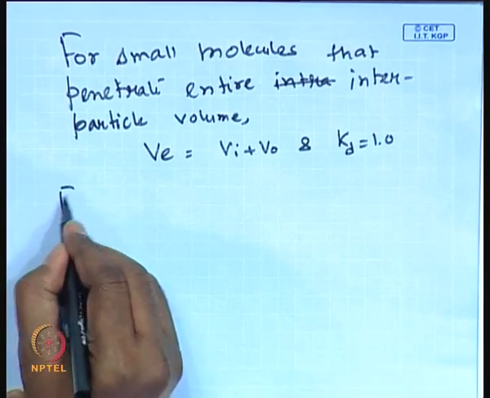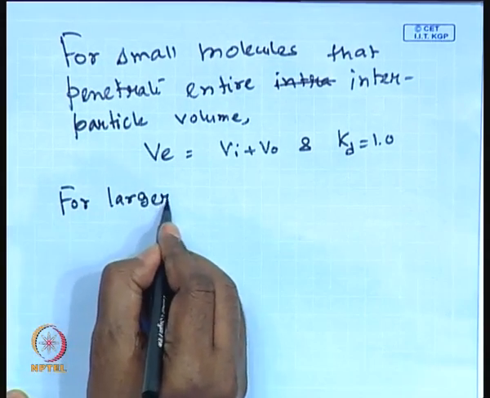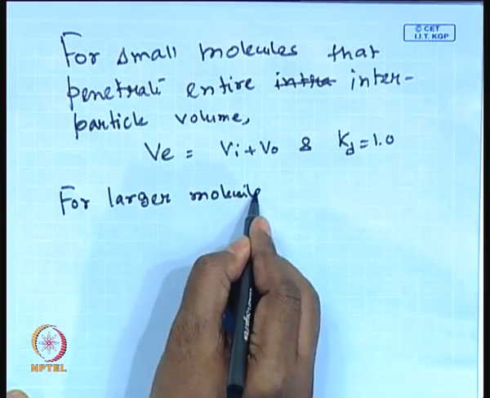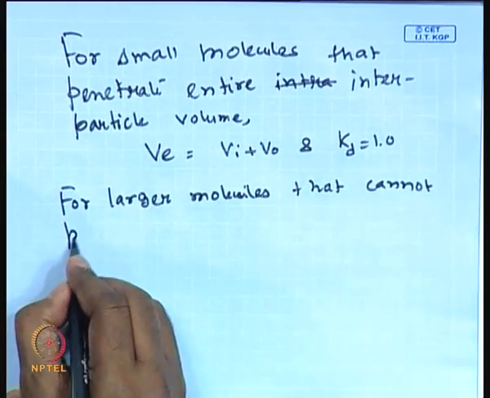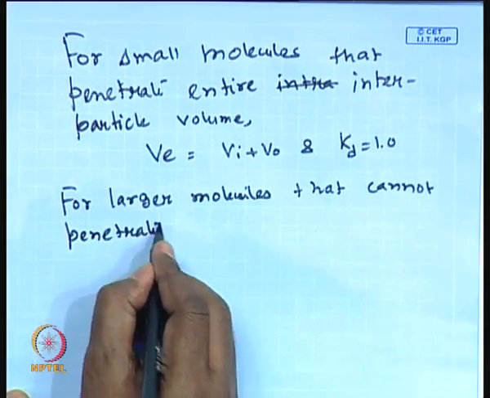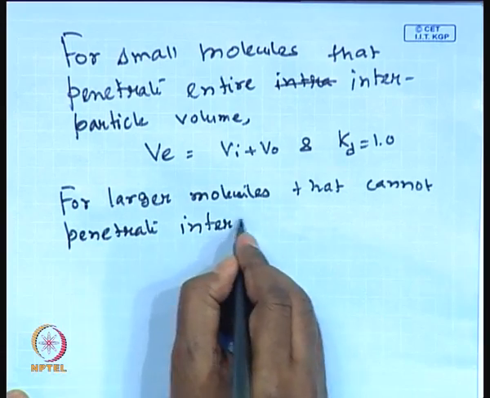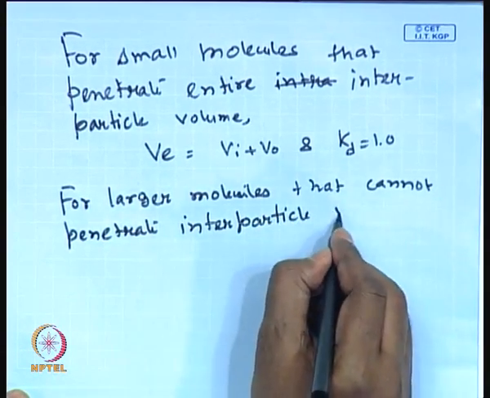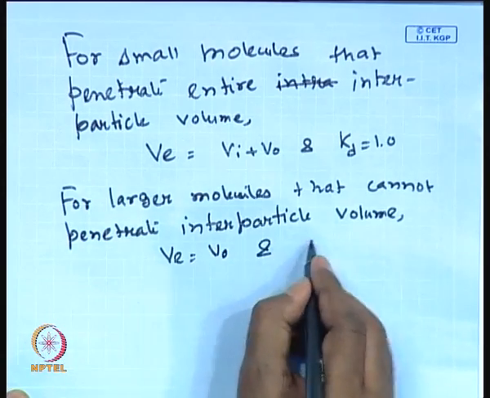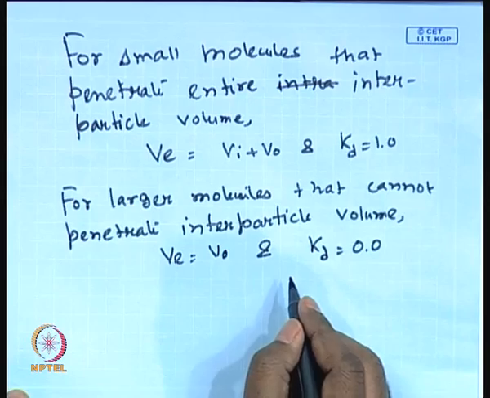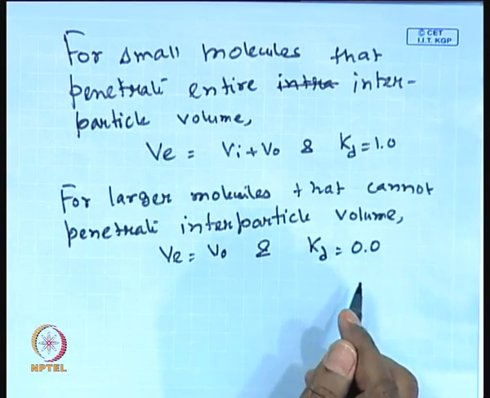For larger molecules that cannot penetrate the intraparticle volume because of size exclusion, Ve will be equal to V naught, and in that case Kd will be equal to 0. Okay. So, for larger particles Kd will assume a value of 0, as they cannot penetrate the interparticle space and will be excluded because of their larger size. And for smaller particles, the value of Kd will be equal to 1.